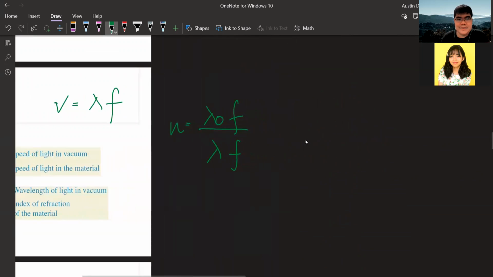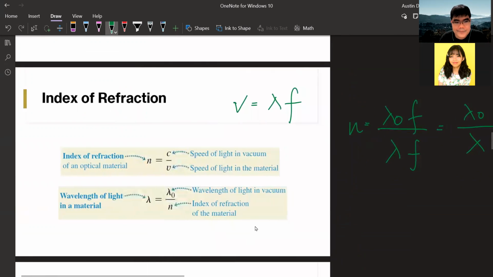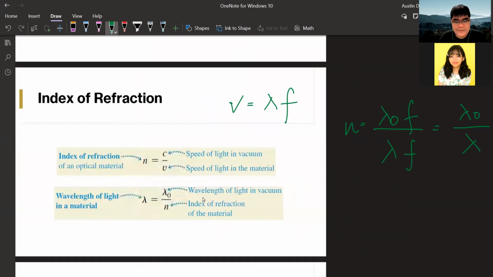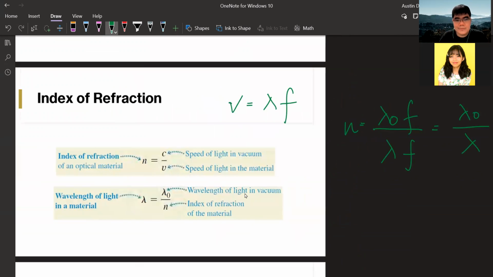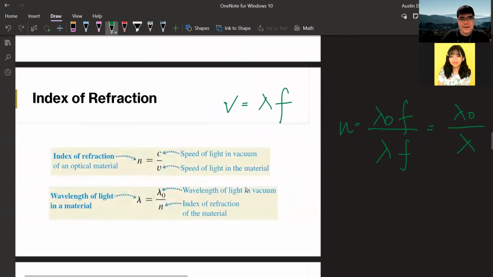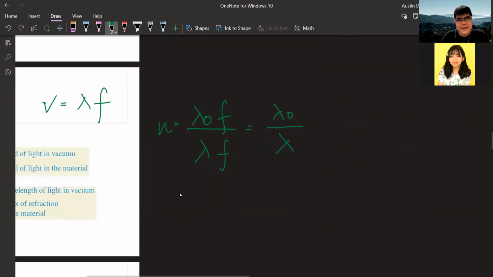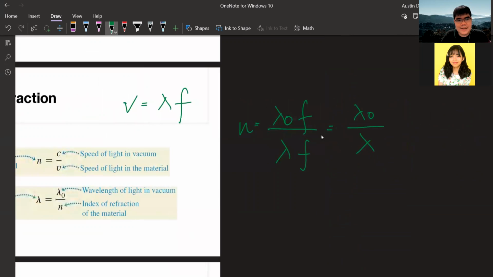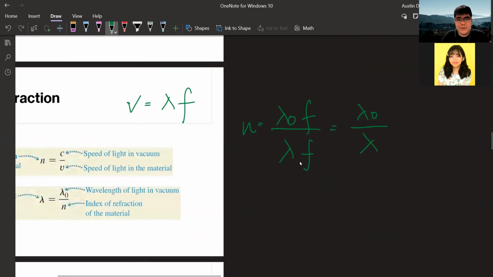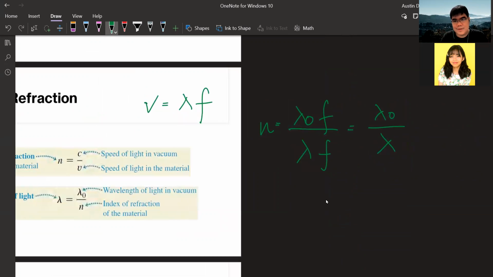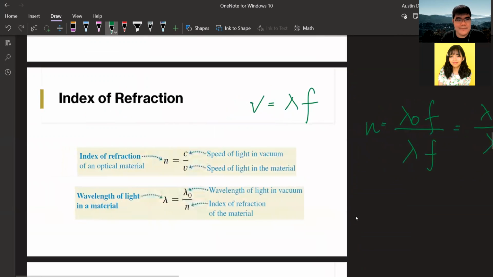Okay? And with this, we can see that this is just lambda naught over lambda, where lambda naught is the wavelength of the light in vacuum. So, it's easier with this second part, because it's easier to measure the color, right? That's more practical in the lab.